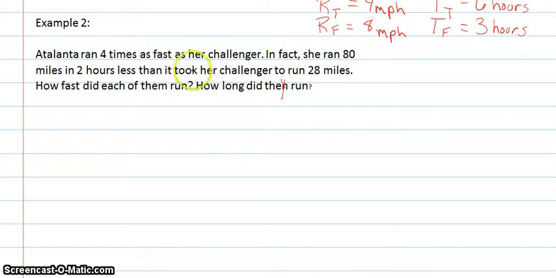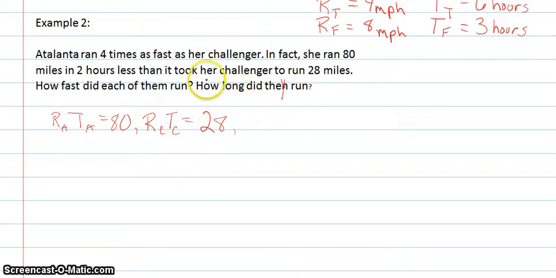Okay, so rate, time, and distance. So we have the rate of Atlanta and the time of Atlanta is going to be 80 miles. We have the rate of her challenger and the time of her challenger, and that would be rate times time is distance, so it's 28 miles.